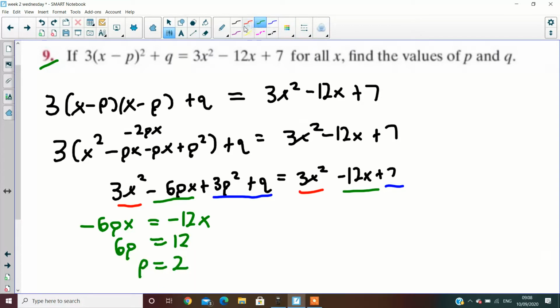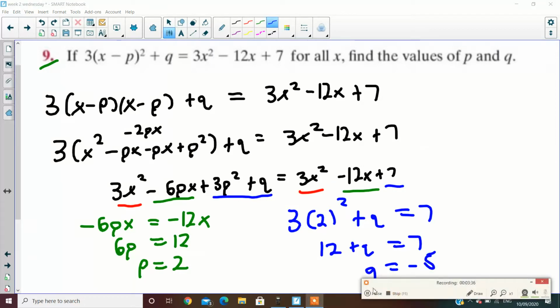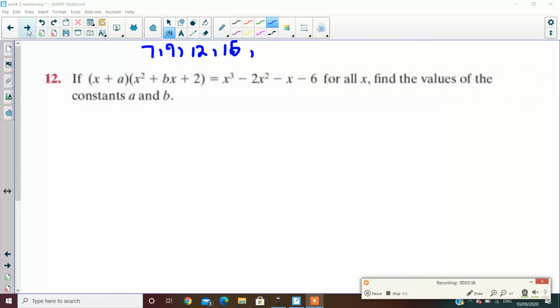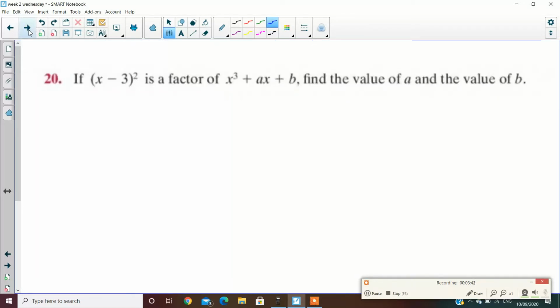And then next one, 3p squared. So it's going to be 3 times 2 squared plus q equals 7. 12 plus q equals 7. Q equals minus 5. Did everybody get a 2? After 16, you've got 18 and 20.